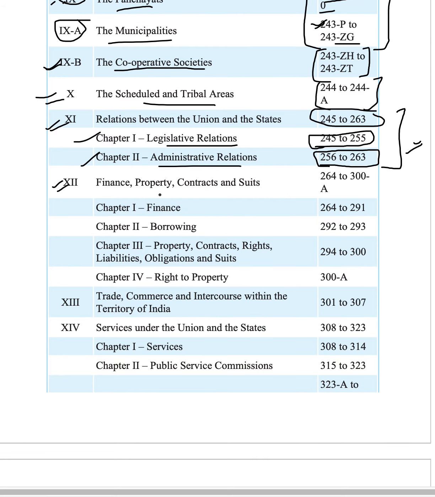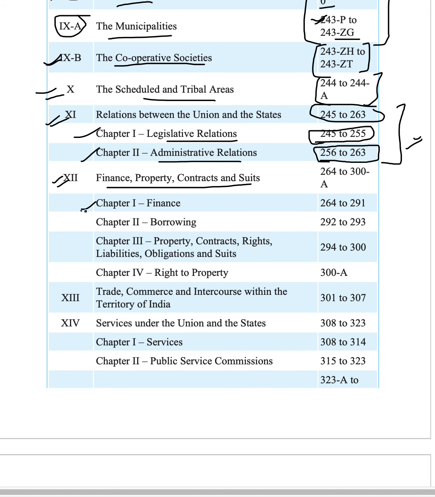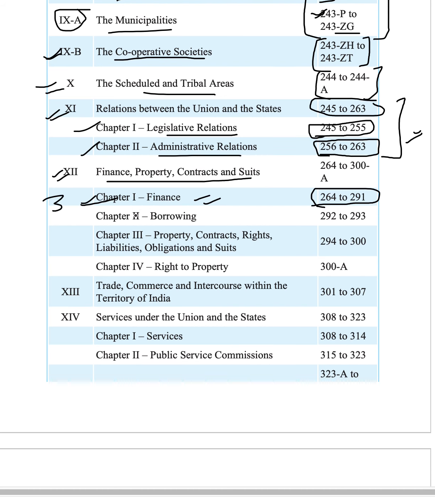Then Part 12 is the finance, property, contracts and suits. So this is what I was talking about, the civil rights that all the citizens enjoy in each and every part of the country. That is also part of right to equality. So Chapter 1 is finance, 264 to 291. Here basically how the finances of the government work, the taxation rights, who will collect which particular tax, how it will be distributed among different tiers of the government. There are 3 tiers. So all that is covered in this particular chapter, finance.